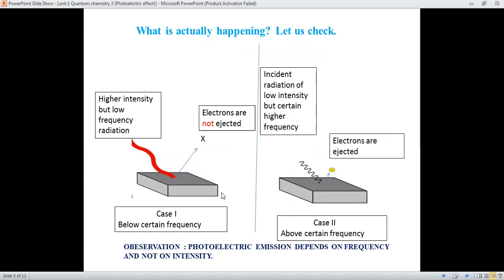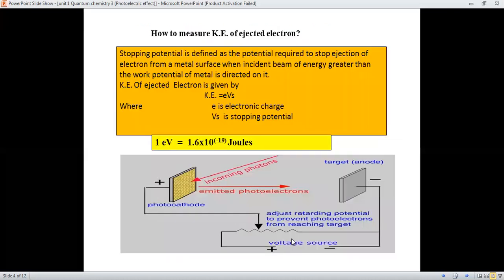So what is our general observation? Photoelectric emission, meaning the emission of electrons from the metal surface, does not depend upon the intensity, but it depends upon the frequency. Now, how to measure the kinetic energy of the ejected electron? Kinetic energy obviously has the unit joules, so it needs to be converted into electron volts.